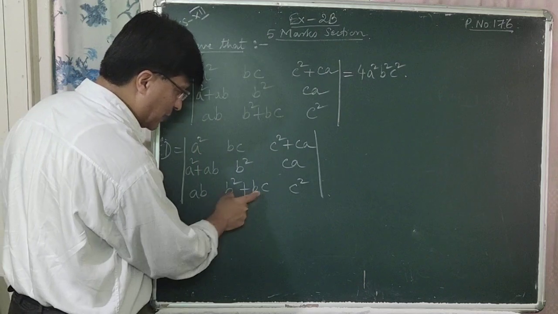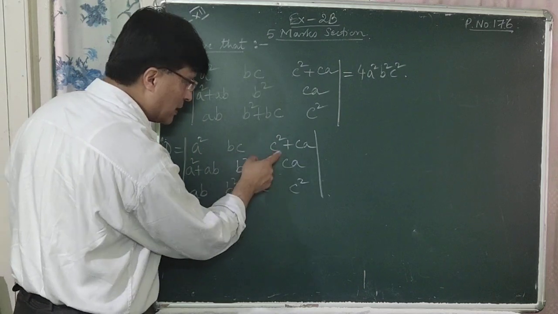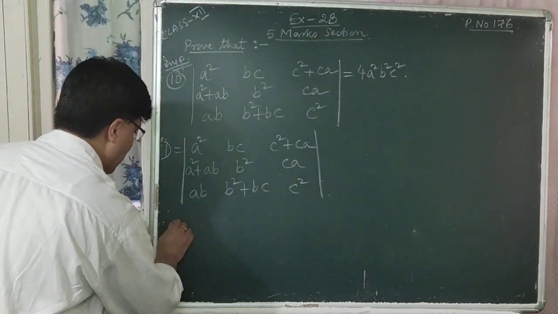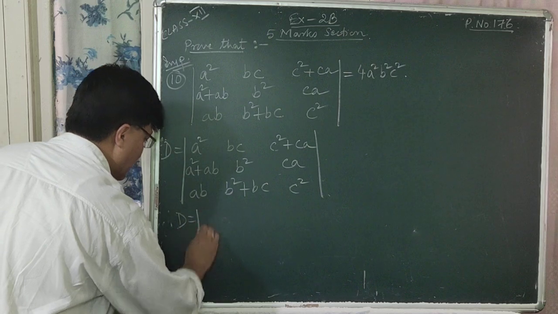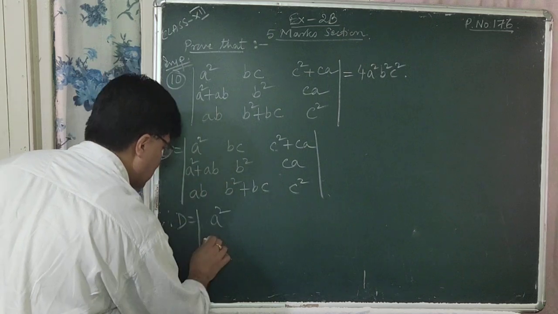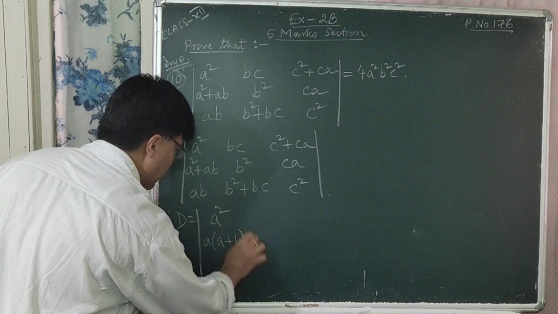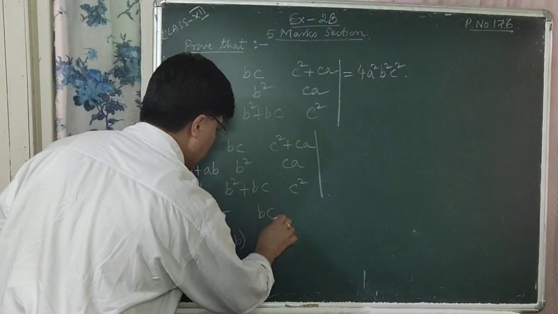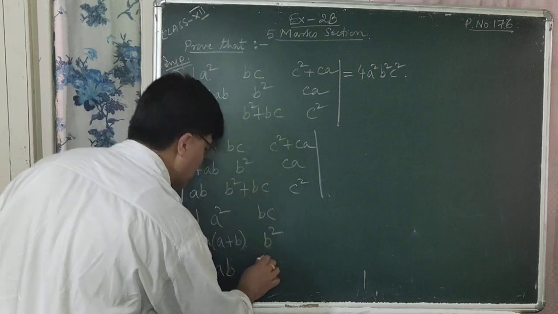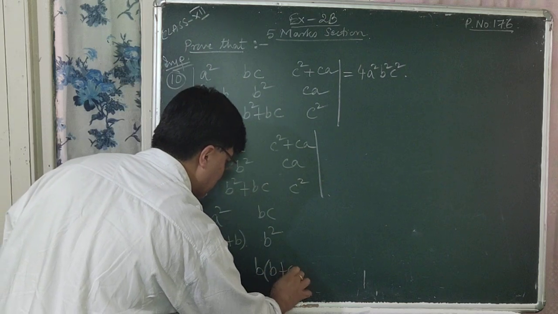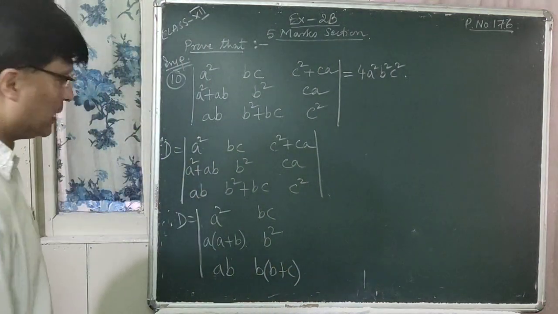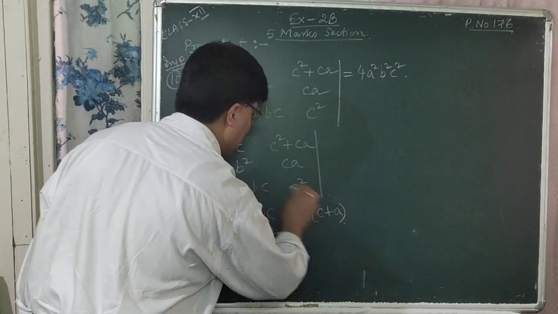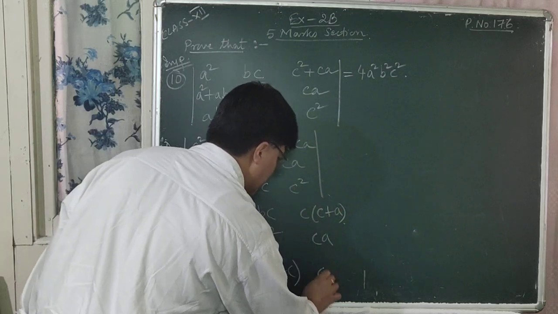Let us take common b from this term. Let us take common c from this term also, right? So let us write down. Therefore, D is equal to a square. This is a into a plus b. This is your ab, right? Next, bc. B square, here b is common, within bracket b plus c, right? Here b is taken common, here c is taken common, c plus a, this is ca and this is c square.